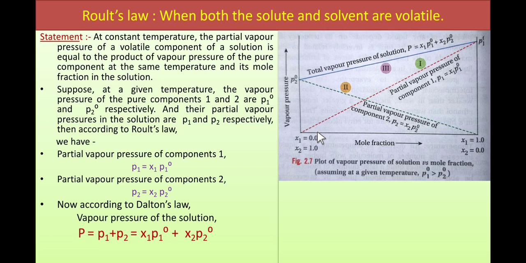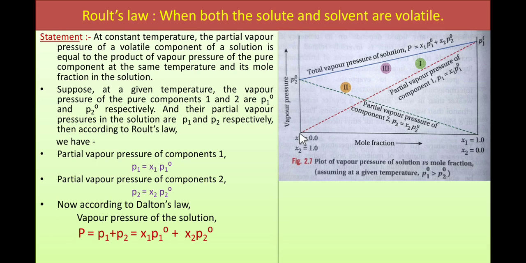As we move along this direction, the mole fraction x2 of component 2 is decreasing and the mole fraction x1 of component 1 is increasing. Therefore, the vapor pressure due to component 2 is decreasing, this green line, and the vapor pressure due to component 1 is increasing. The total sum of the vapor pressure due to component 2 and component 1 is denoted by this solid blue line.